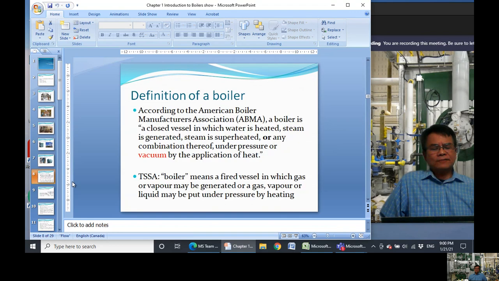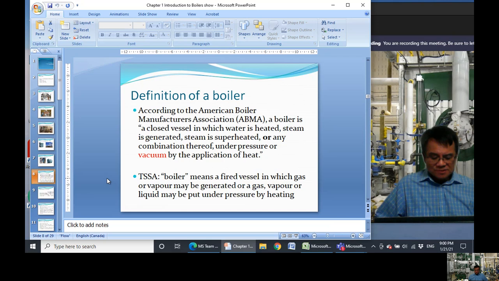Now let's take a look at the definition of the boiler. The definition is a closed vessel in which water is heated, steam is generated, and steam is superheated. Superheat means you put more energy into the steam, so there's superheated steam. Or any combination, under pressure or vacuum. I underline the vacuum. There's a reason, I'll tell you later on, by application of heat.